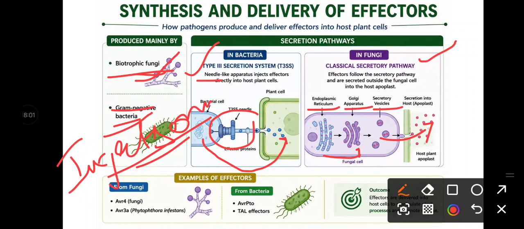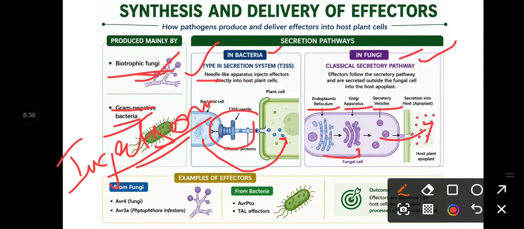Okay, so this is about how these effector proteins are secreted from the pathogen to the host cell. So in a single sentence I can say, in bacteria the secretion of effector protein occurs by the type 3 secretion system, and in fungi it follows the classical secretory pathway to secrete the effector proteins. Okay, so this is the secretion mechanism.